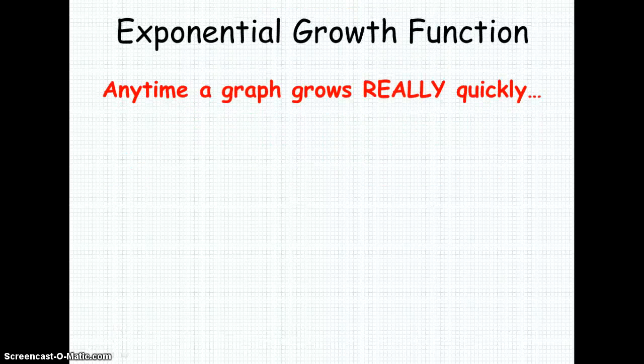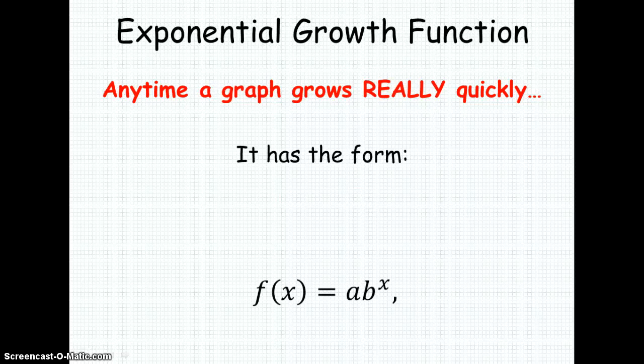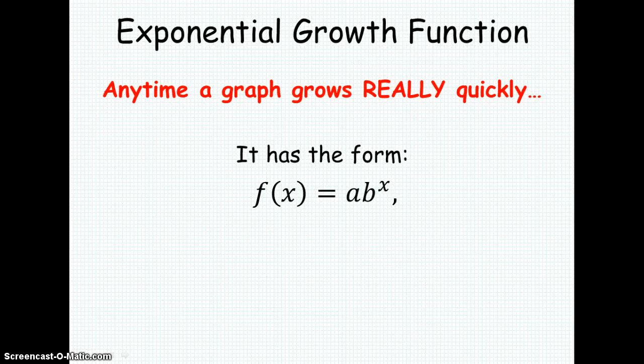An exponential growth function is when anything grows really quickly, and it can be shown that way on a graph. It has the form f of x equals a times b to the x, where a is greater than 0 and b is greater than 1.